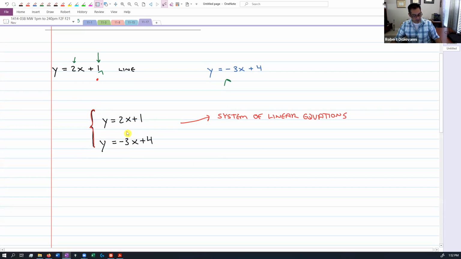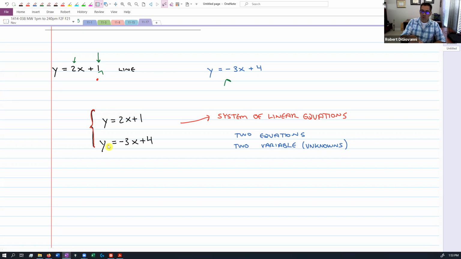Now, when we look at this, I want you to notice that we have 2 equations, right? Do you all agree we have 2 equations? And we have 2 variables, or what we call unknowns. So we have two equations, the first equation, second equation, and then within these equations, we have two variables, x and y. So there's two equations and two unknowns. That's all we're going to talk about today.